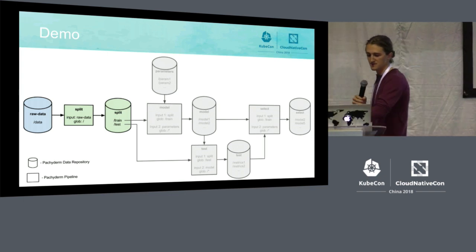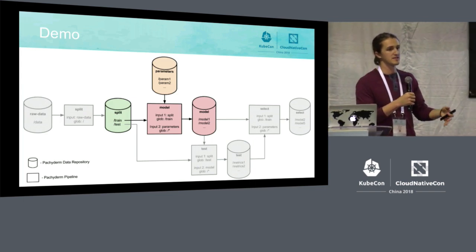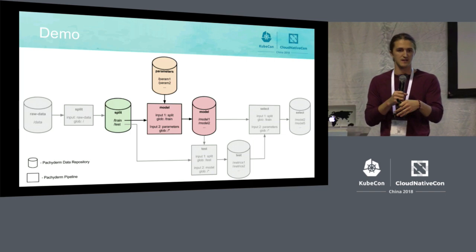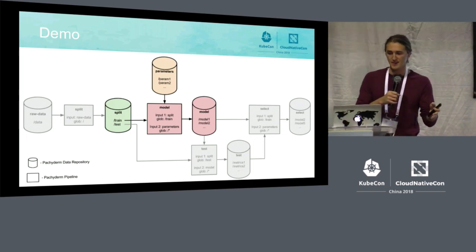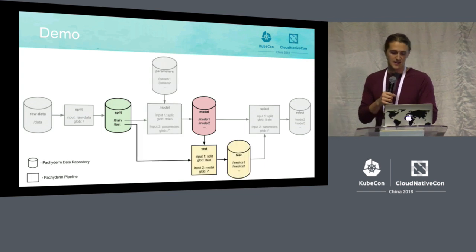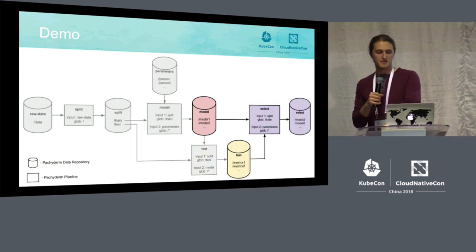That's going to go into another pipeline that's going to use the training data to train a whole bunch of different models with different parameters passed in as well. And those parameters, the same way, are version controlled. Finally, we're going to evaluate those models and then select the best models based on the threshold.